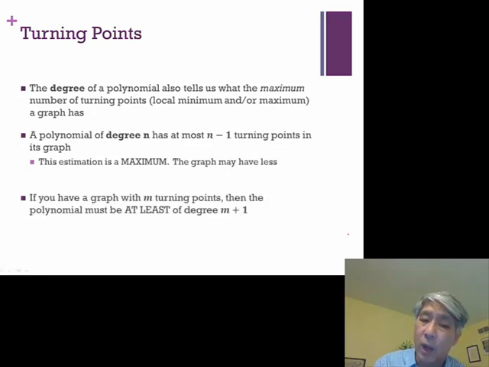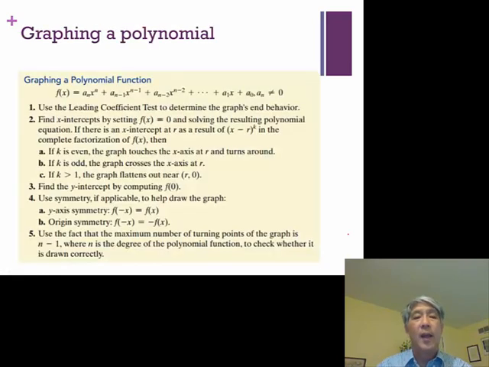Going the other way, if I have a graph and the graph shows m turning points, then the polynomial must be at least of degree m plus 1. It could be larger because of that multiplicity aspect, but it has to be at least of degree m plus 1. And so this gets us into how we can go from a polynomial function to a graph.